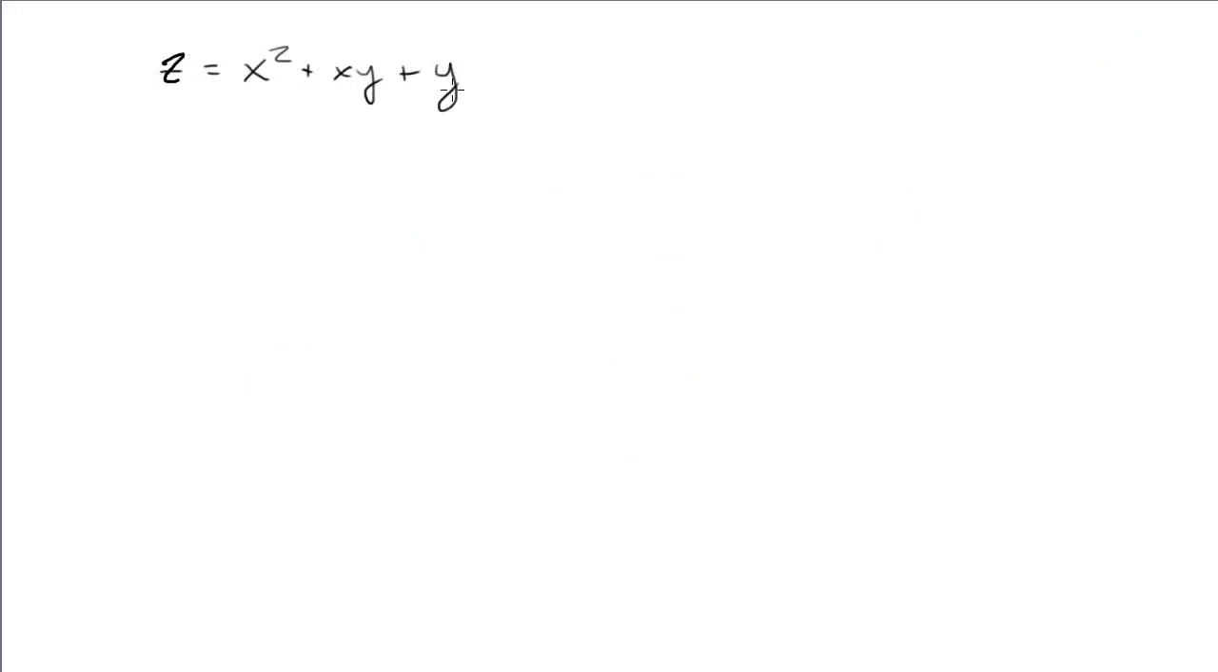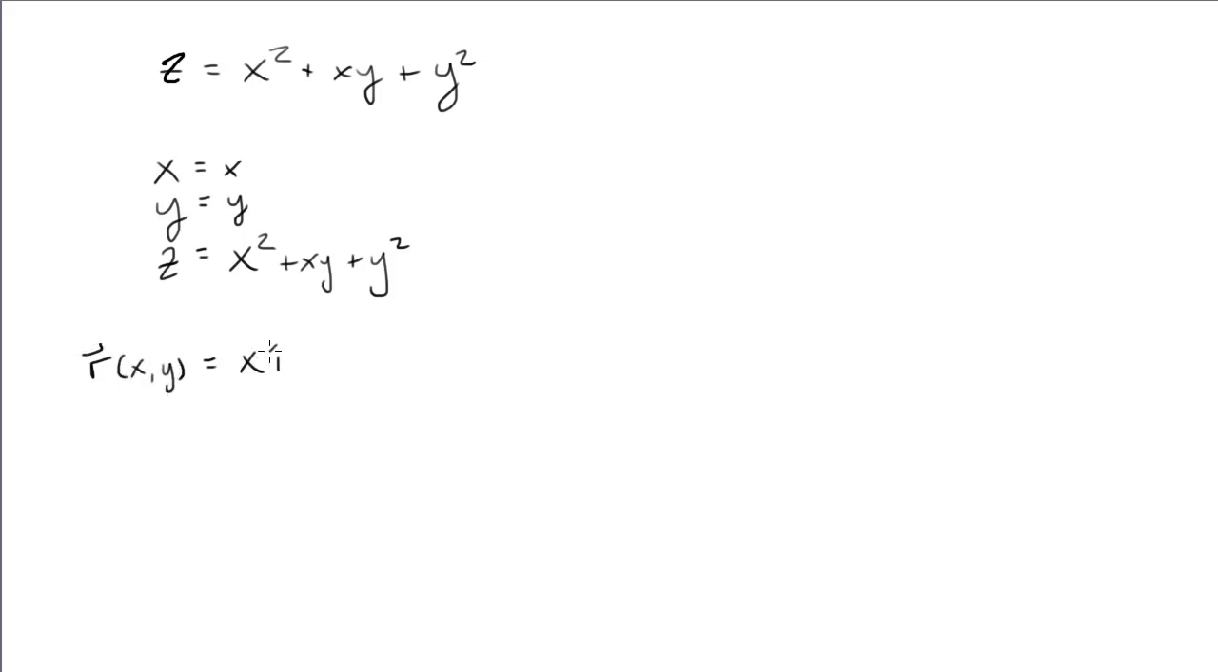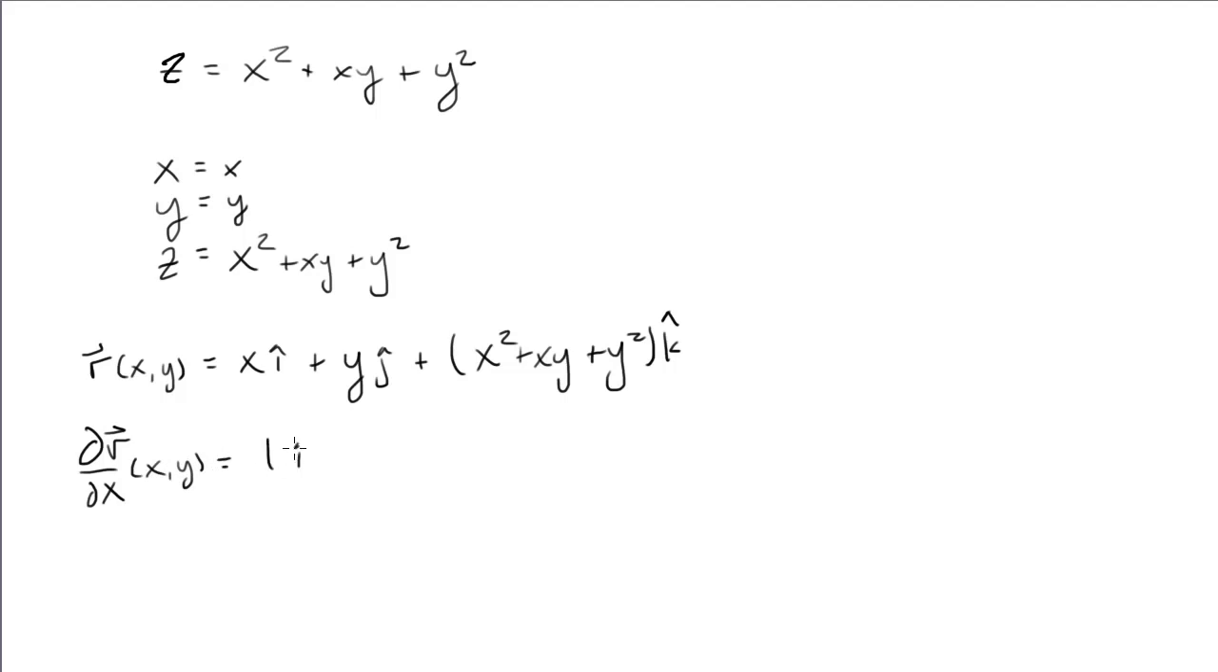Z is a function of x and y. I do the default parameterization. Z is the function, x is x, y is y, and my vector function in terms of x and y. Take my partial derivatives to get my tangent vectors. Y is treated as a constant, remember? Now x is treated as a constant.